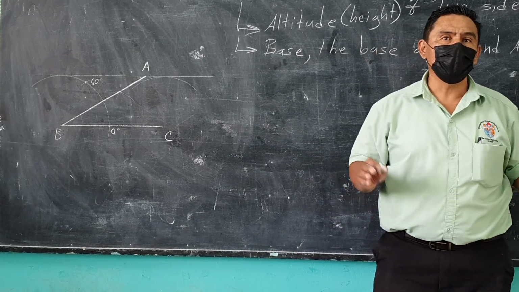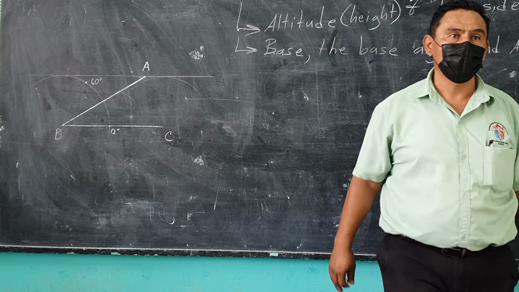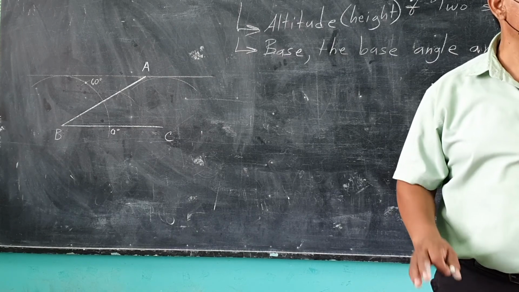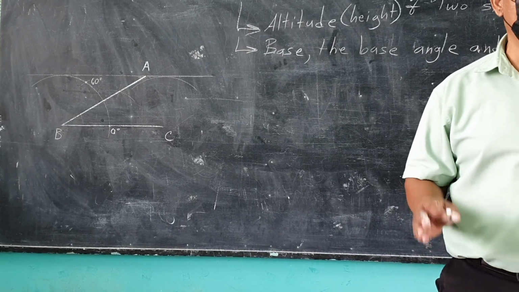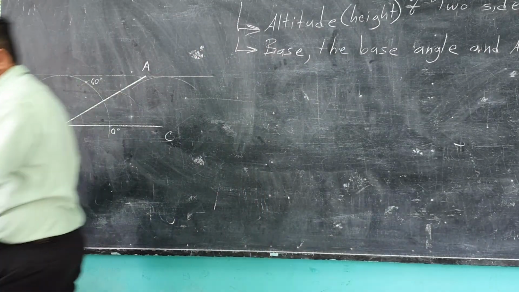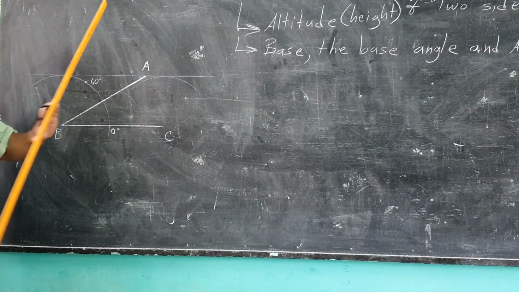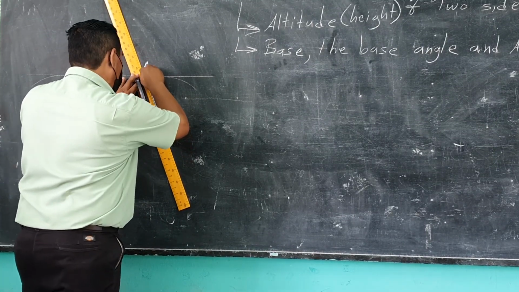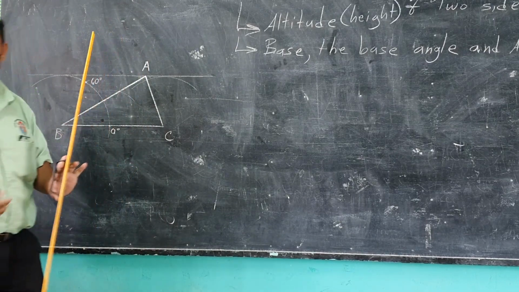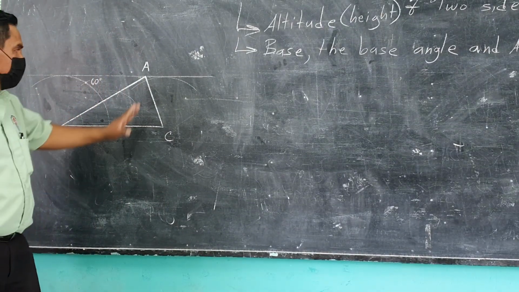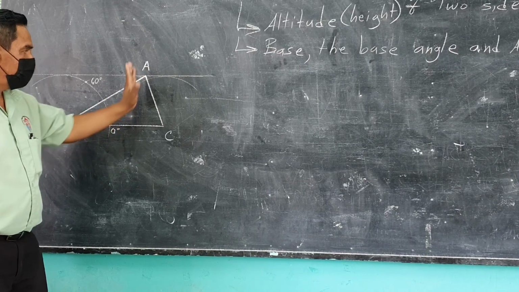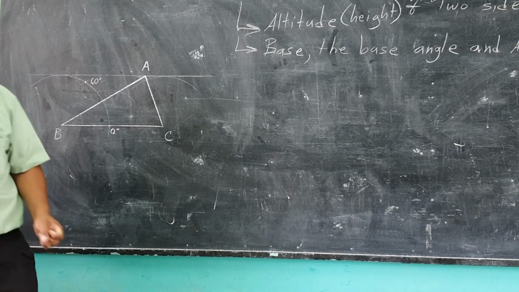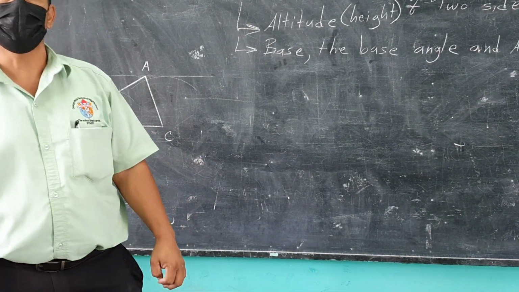So, what are you going to do as a student? You join A and C simply by drawing a line. So, you draw a line here. You take your ruler and you join A to C. Now, this is according to my drawing. When you do your own, it will be maybe something like this, or even bigger. Do you understand me, class? Okay? Do you have any questions, class?